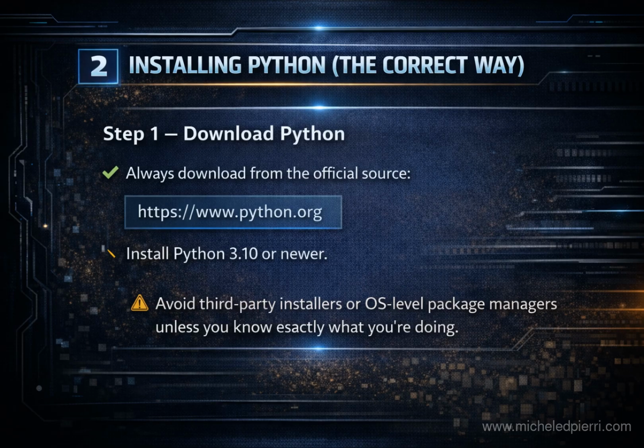You must always download Python from the official source, python.org. Make sure to grab version 3.10 or newer. Avoid third-party installers or OS-level package managers unless you really know what you are doing.